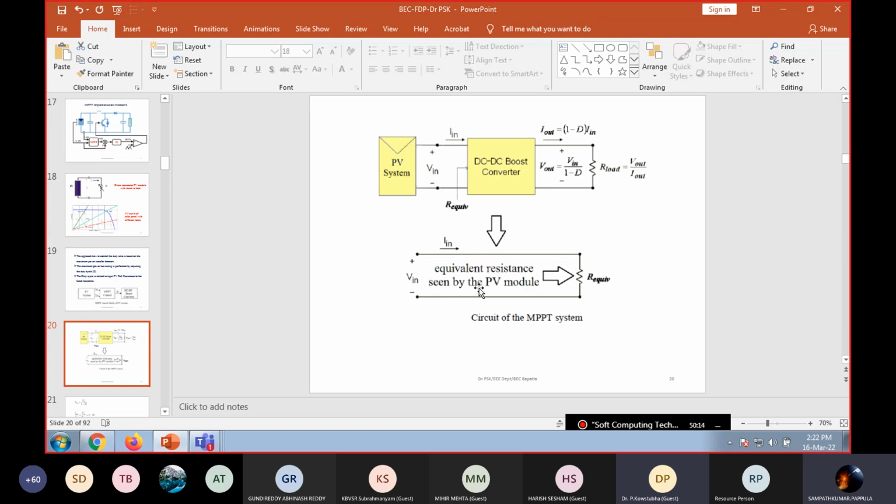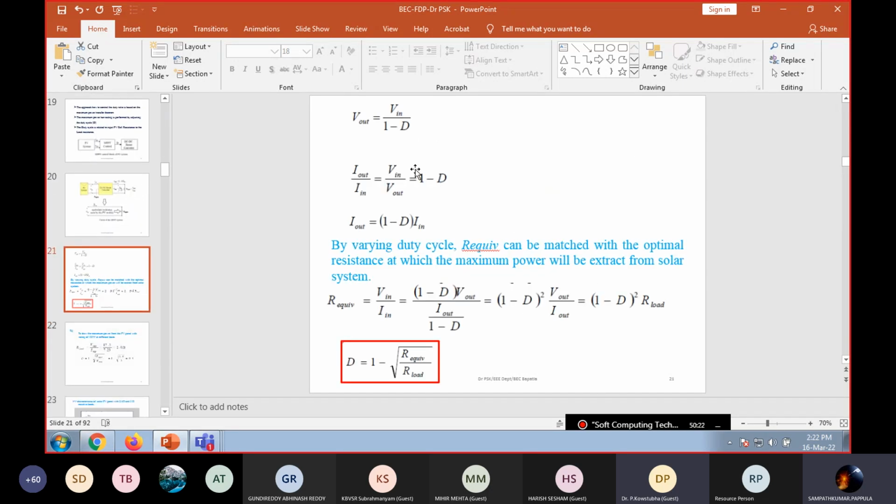The equivalent circuit of the MPPT system is this: the input voltage, and we have the equivalent resistance value. The boost converter output voltage is equal to the input voltage divided by 1 minus D, and the output current to the input current ratio is 1 minus D. So the output current is equal to (1 minus D) times the input current. Now, by varying the duty cycle, the R equivalent value can be matched with the optimal resistance at which the maximum power will be extracted from the solar system.